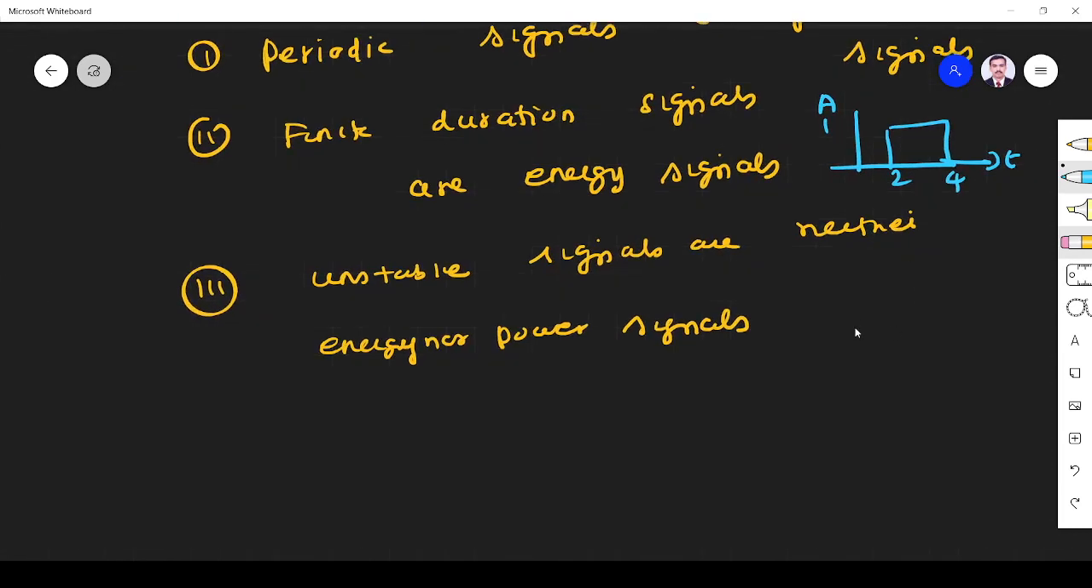So what is an unstable signal? You take the ramp. Ramp is an unstable one, right? Because when t tends to infinity, it will become infinity. So this is the best example. So that is the fourth point I want to give.